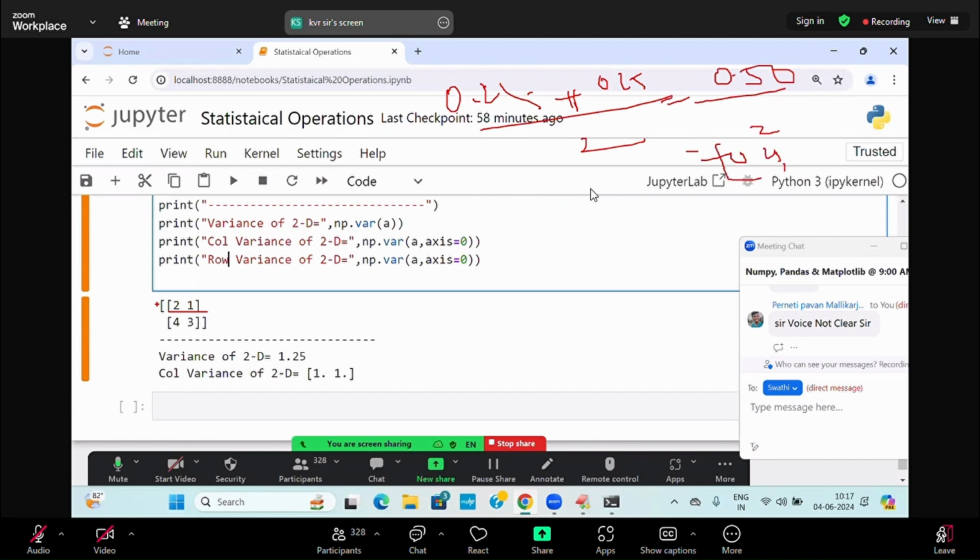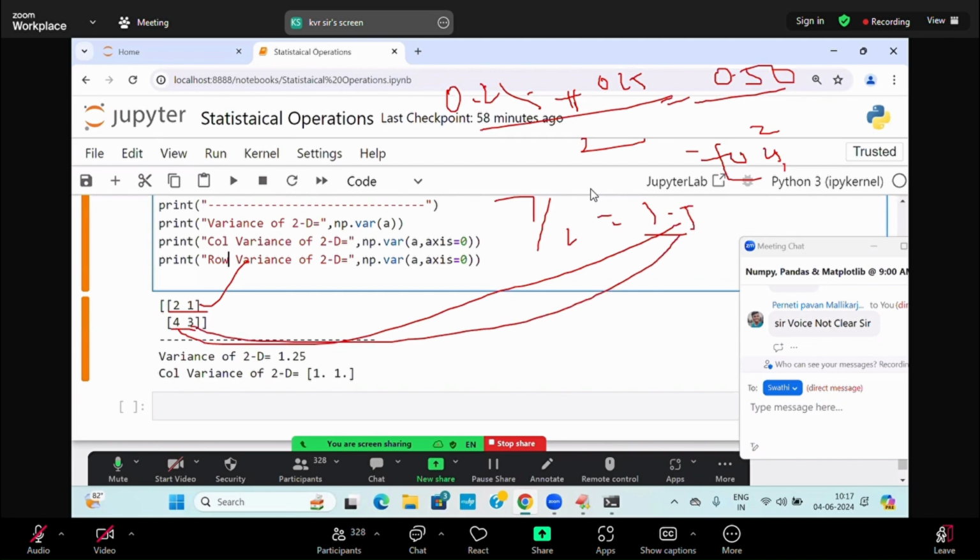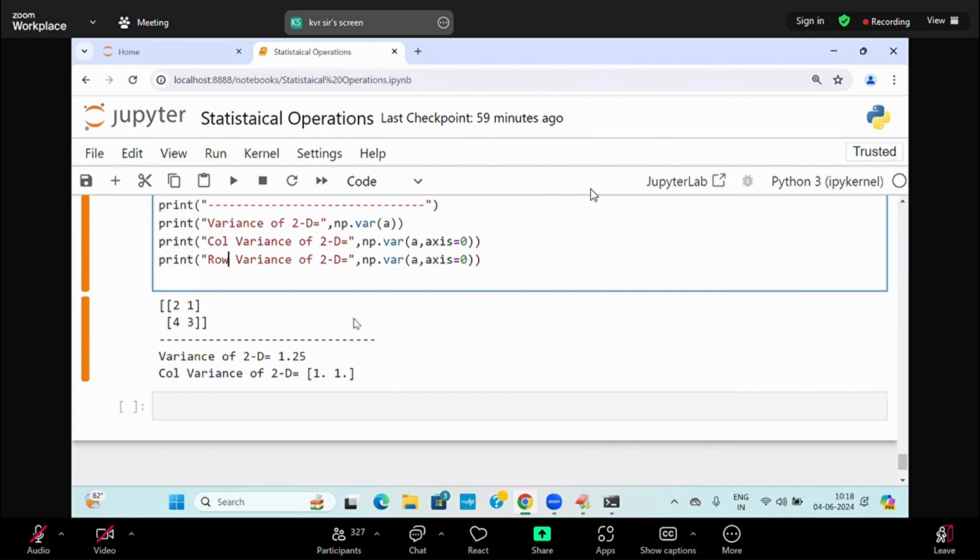0.25 is one value. Same for the next: 4 plus 3 is 7, divided by 2 is 3.5. 4 minus 3.5 is 0.5, whole square, 0.25. 3 minus 3.5 is 0.5, whole square, 0.25. 0.25 plus 0.25 is 0.50, divided by 2. What is the answer here? 0.25.